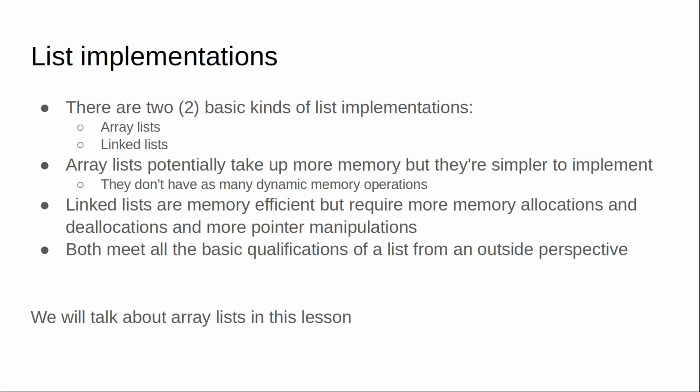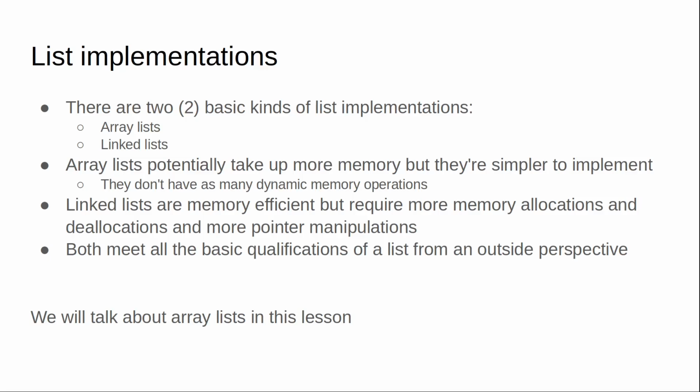The trade-off between these two is that an array list potentially takes up more memory, but they're simpler to implement. They're simpler because they don't have as many dynamic memory operations in terms of creations and deletions, pointer manipulations, and so forth. Linked lists are more memory efficient, but you have to keep track of, at a bare minimum, what's next in the list, maybe what's next and what's previous in the list.